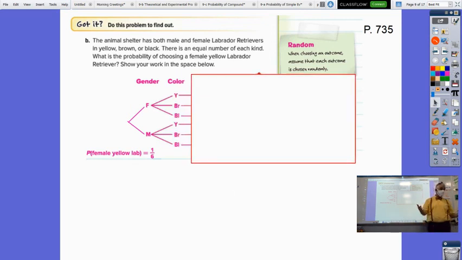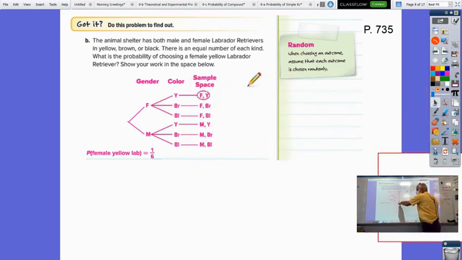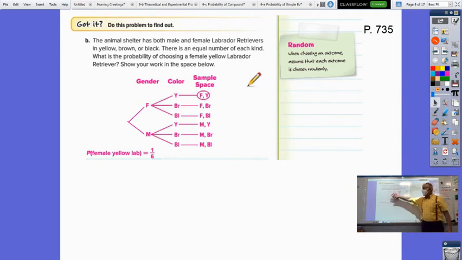Dog choices are there? 6. There's female yellow, female brown, female black, male yellow, male brown, male black. Okay? And you can organize that by doing a tree diagram. The probability then of picking female yellow is 1 of the answers out of the 6 possibilities. So the answer is 1/6. Okay?